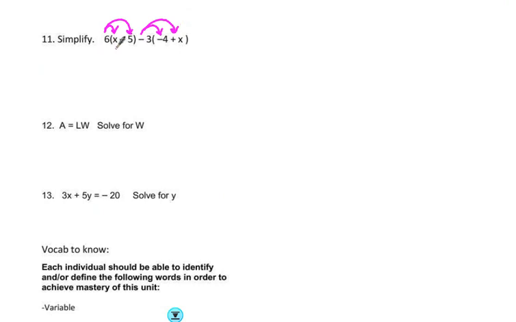All right, so 6 times x is 6x. 6 times -5 is -30. All right, make sure here that you're distributing a -3. -3 times -4 is +12. -3 times x is -3x.